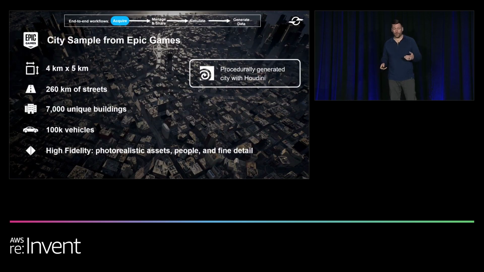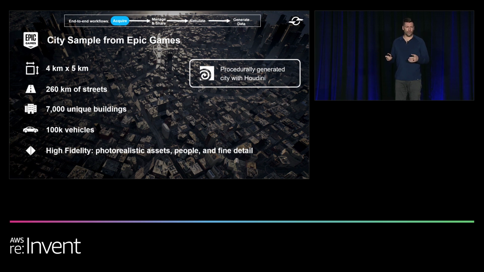And our first step along that path was pulling in a digital twin. And so what we brought in was City Sample from Epic Games. Now, this is an example city that Epic put together to highlight what's possible with Unreal 5. And spoiler alert, a lot's possible. This city was built with Houdini, procedurally generated.